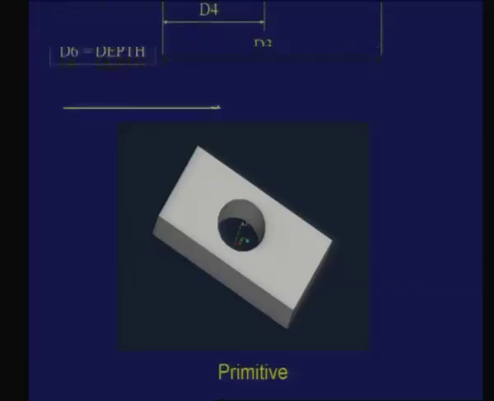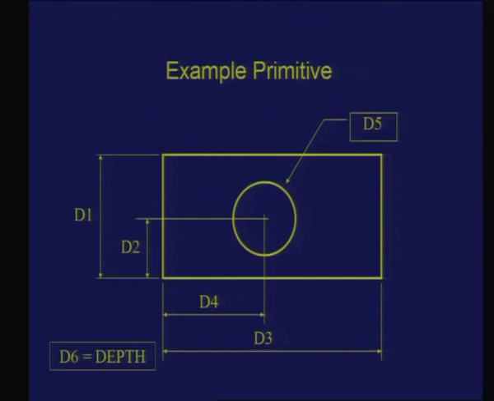So this is shown here, an example primitive which we are looking at. I have one of the dimensions, let me call it d1. Then d2 is a dimension where the center is measured with reference to one of the surfaces. Then d3 is the other dimension, d4 is the center distance from another surface. Then d5 is the diameter of this particular hole, and d6 is the depth of the hole as well as the object, because it is a through hole.